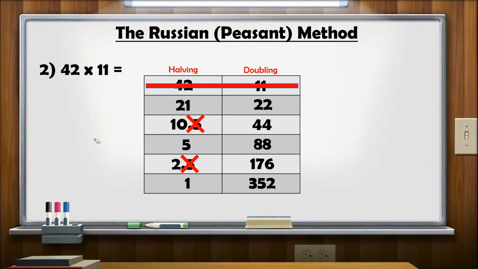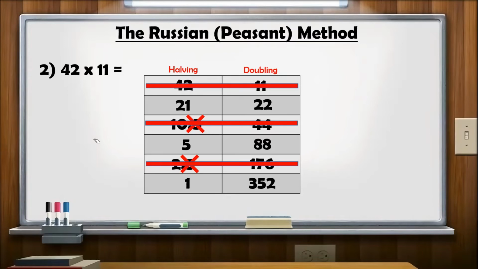The second even number I can see is the number 10, so I'm going to eliminate that row. And the third and final even number I can see is the number 2, so I'm going to eliminate that row. Now my step 2 is complete, and I move on to my final step.